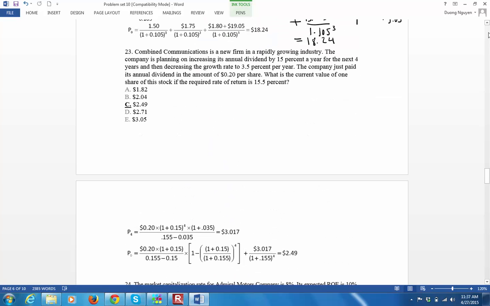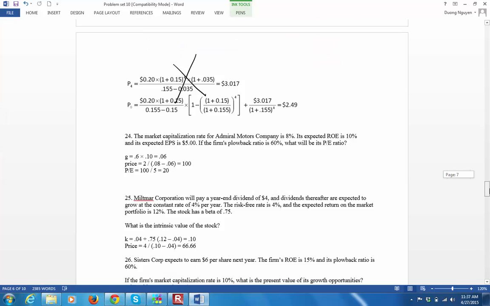Number 23. I think number 23 is okay. We can skip number 23. You don't have to study number 23, because it is using the H model that we don't study in class. Skip number 23.